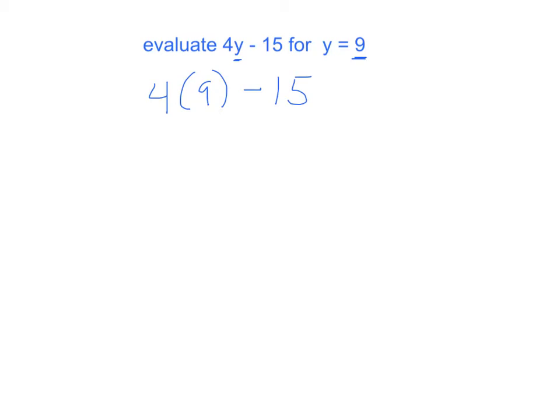Now I will use the order of operations to simplify. 4 times 9 is 36. Then I subtract the 15, and 36 minus 15 is 21. So again, to evaluate, you first substitute the number in for the variable that it represents, and then follow the order of operations and simplify.